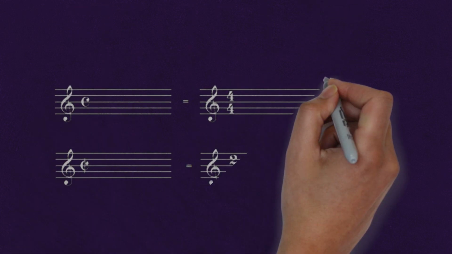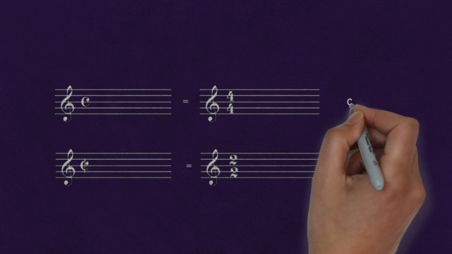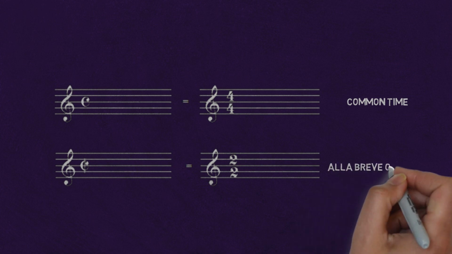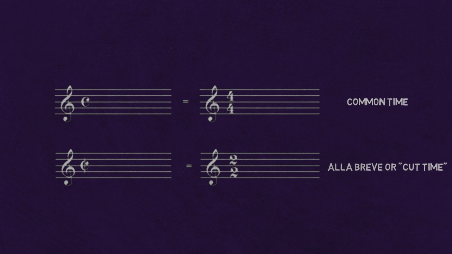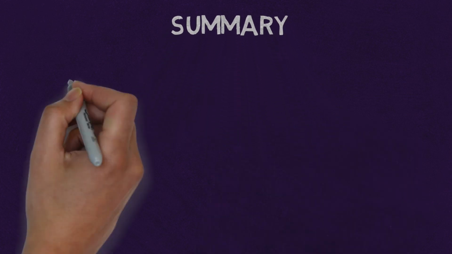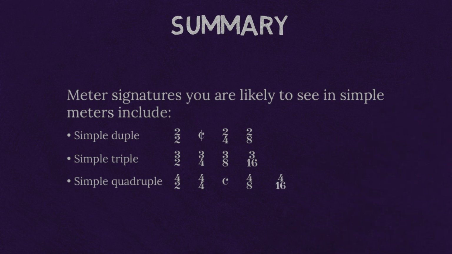Besides numbers, you may see other symbols to represent meter signatures. For example, C, called common time, represents 4 to 4. And this symbol, called à la brève or cut time, represents 2 to 2. Summary. Meter signatures you are likely to see in simple meters include simple duple, simple triple, simple quadruple.